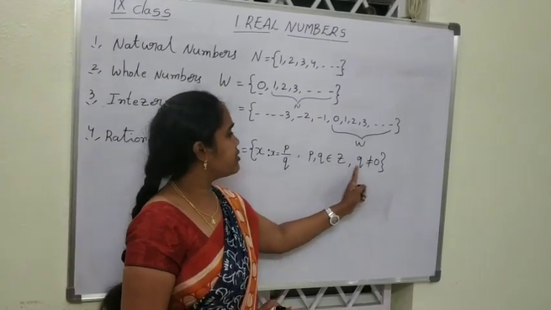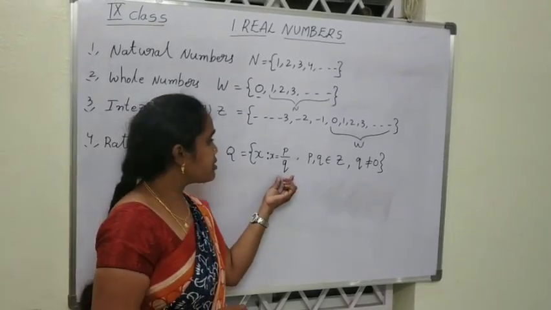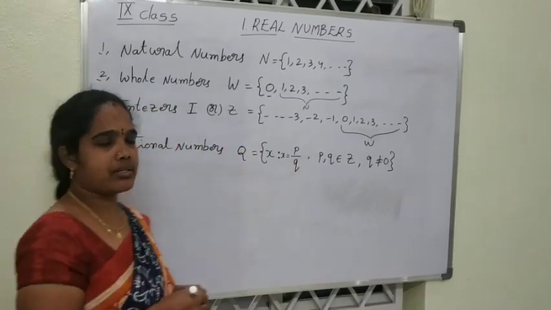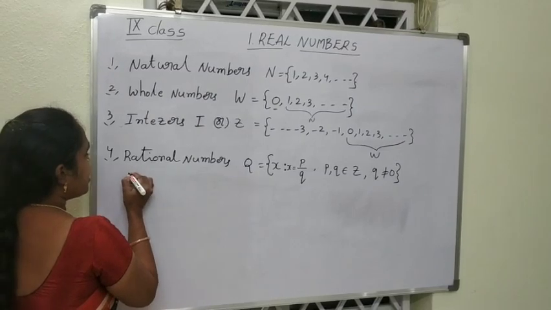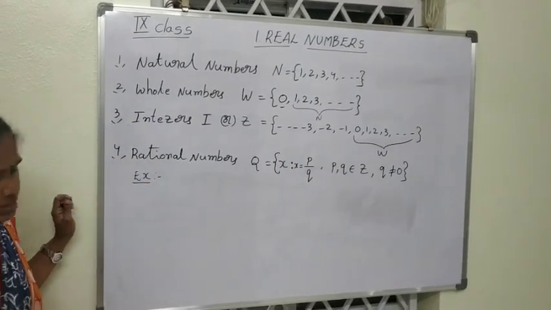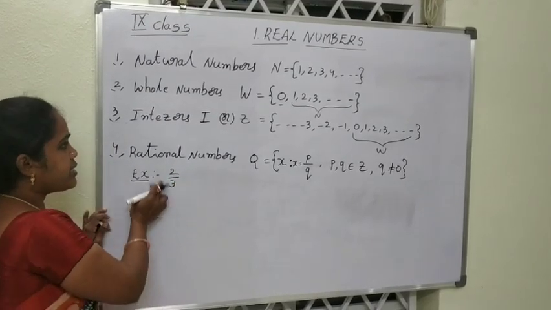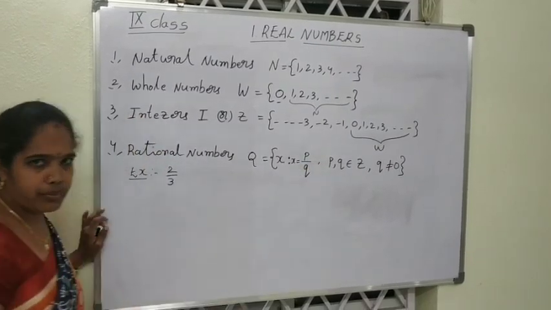So P, Q are integers, Q not equal to 0. Whatever numbers you see in the form of P by Q, those are called rational numbers. Okay, let us take some examples. Here I am taking examples of rational numbers. Suppose I am taking 2 by 3. Is 2 by 3 a rational number? Yes. Why? Because it is in the form of P by Q.